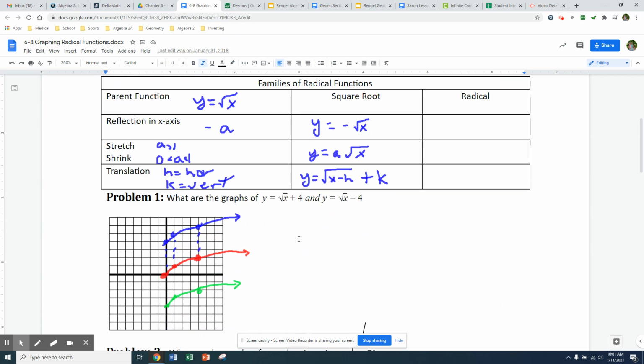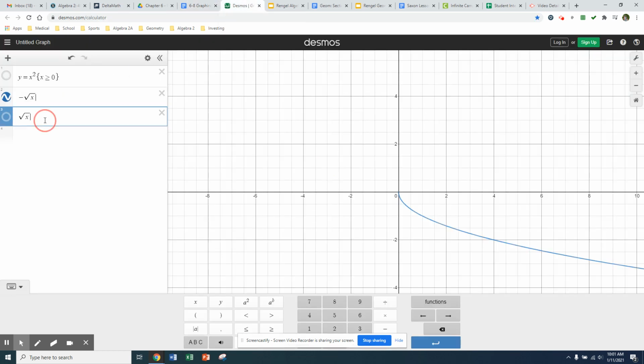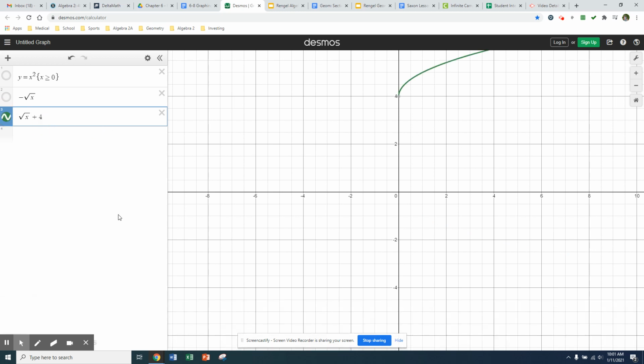But all in all, for our square root graphs, we can start to see those same types of patterns that we've seen in other functions. If you're still having trouble with the patterns, I would suggest that you head into Desmos. So like this square root of x, I just did plus 4, put a plus 4 there. Gotta turn it on, and then you can start to see where those functions are moving.